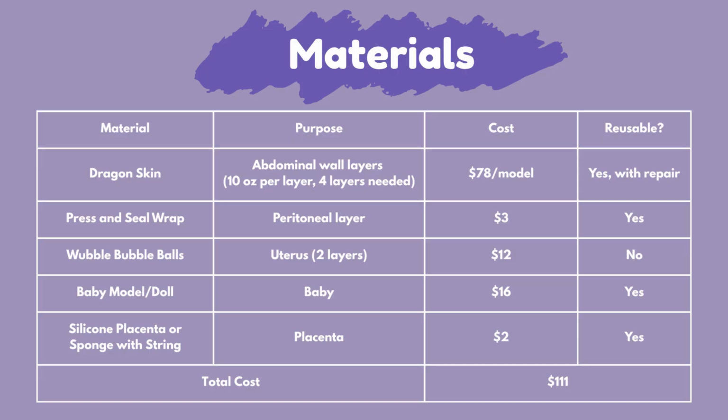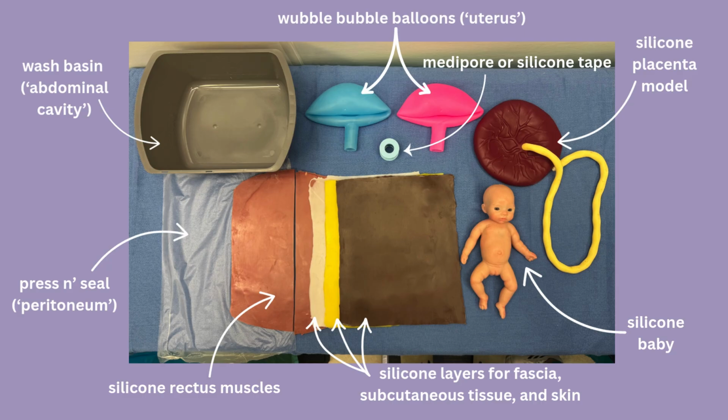Here is a cost breakdown for all materials required for the simulation that cannot be found in a hospital setting, as well as their ability for reuse. Of note, commercially available abdominal wall models are available, however, their cost is upwards of $250 with minimal ability for reuse. Pictured here are all gathered and assembled materials for the simulation.